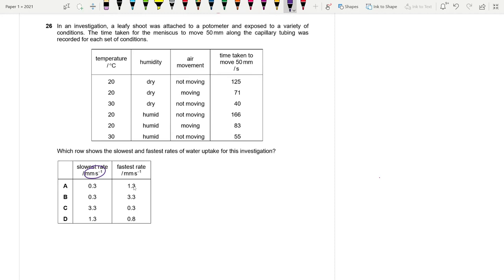You take 40 seconds to travel 50 millimeters, right? So in 1 second, how many millimeters should be traveled? That's actually 1.25 or 1.3 millimeters per second. Okay, this is the fastest rate, 1.3. What about the slowest one? We take 166 seconds to travel 50 millimeters. So 50 by 166 is, in 1 second we travel 0.30 millimeter. Okay, so that's A. 26 is A.